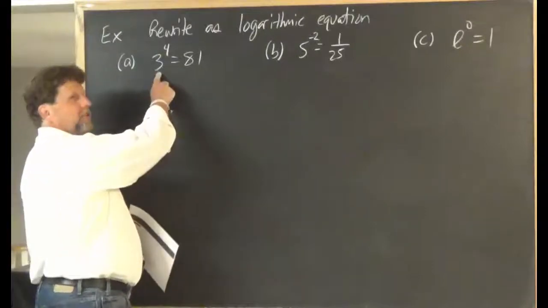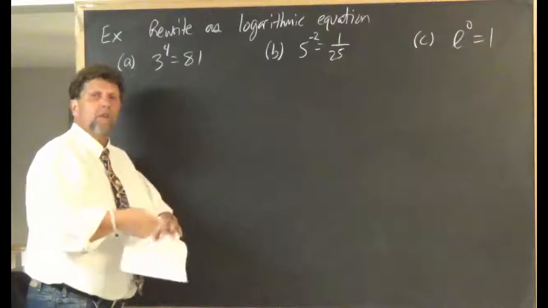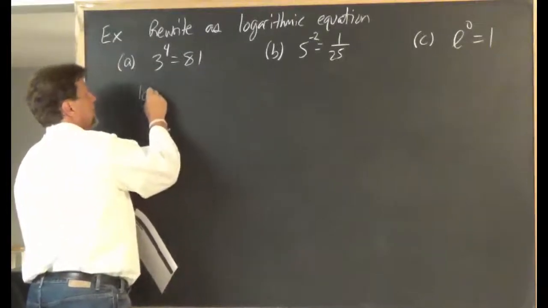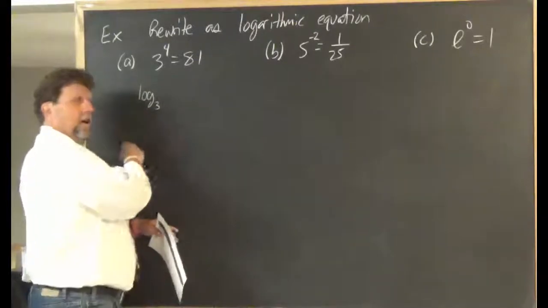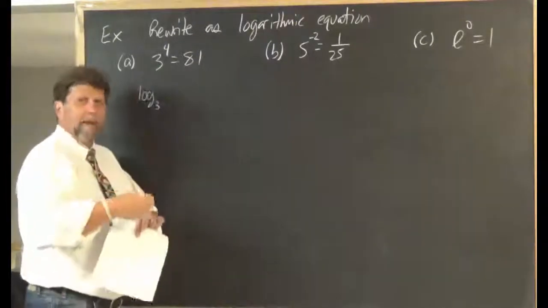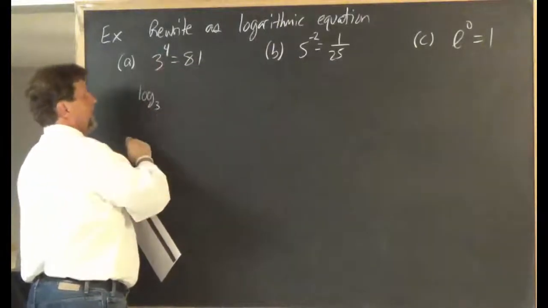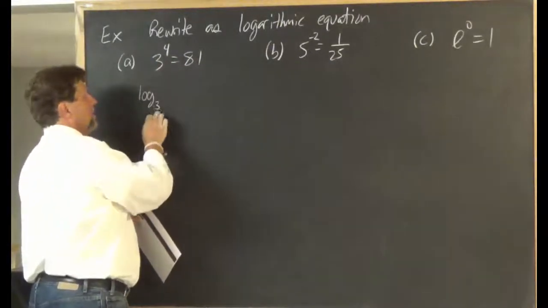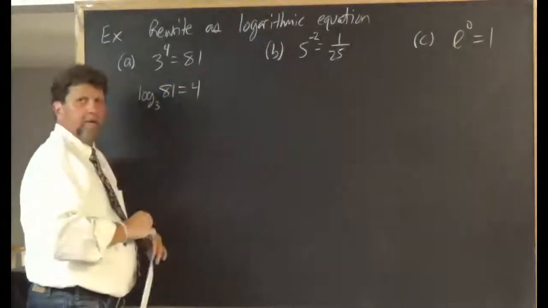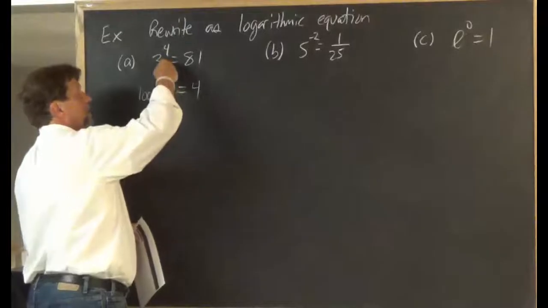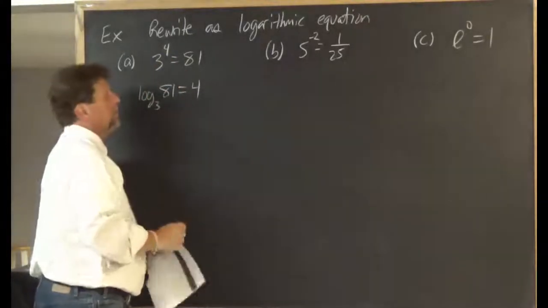So this is the exponential equation, 3 to the 4th equals 81. So as a logarithm, that's log base 3. Notice the base of the logarithm has to be the same base as the exponential equation. So 3 to the 4th equals 81 matches up with log base 3 of 81 equals 4. So going from exponential to logarithmic. You could also go from logarithmic to exponential.